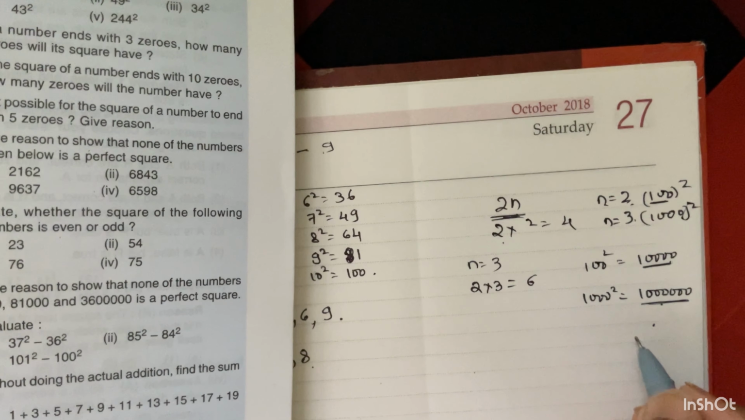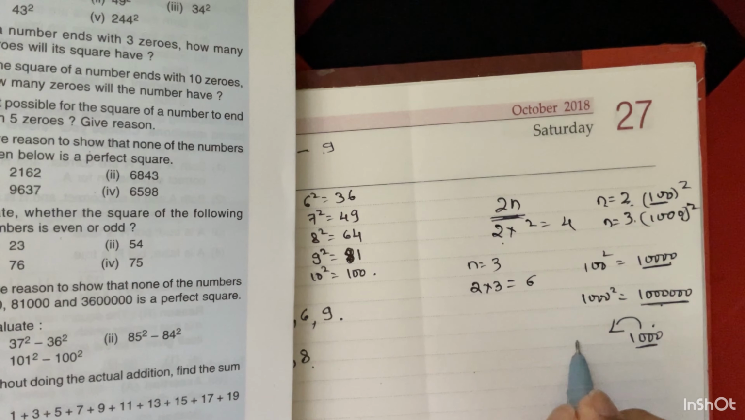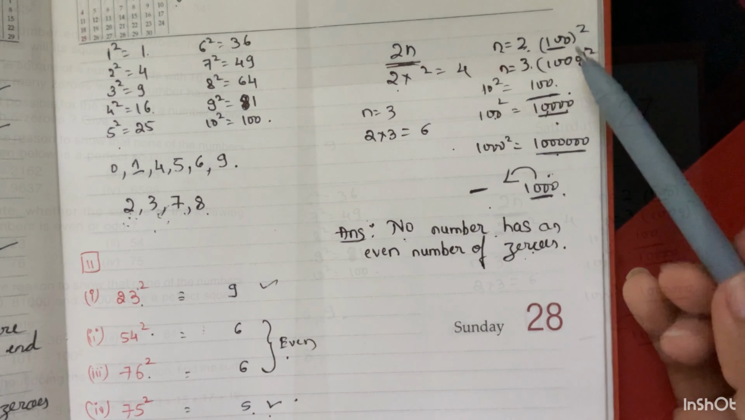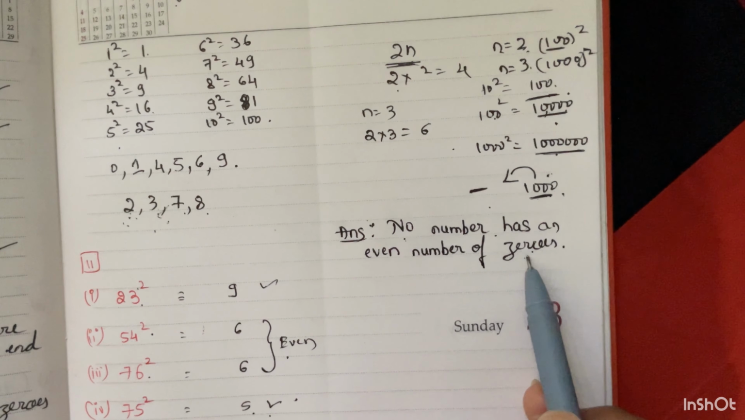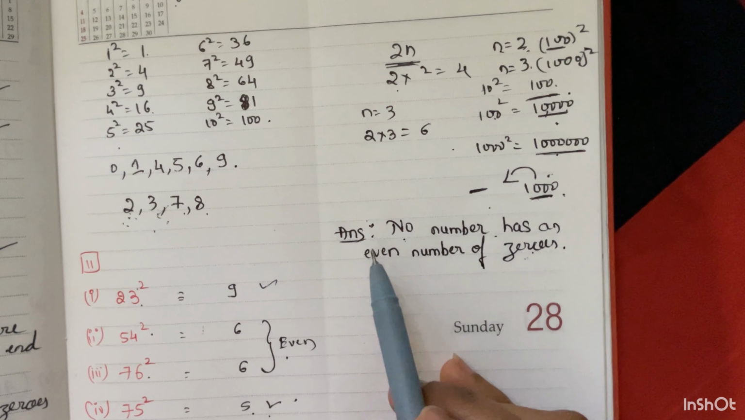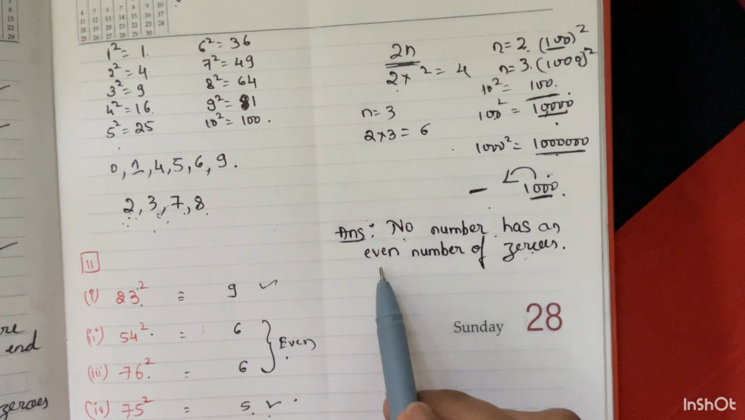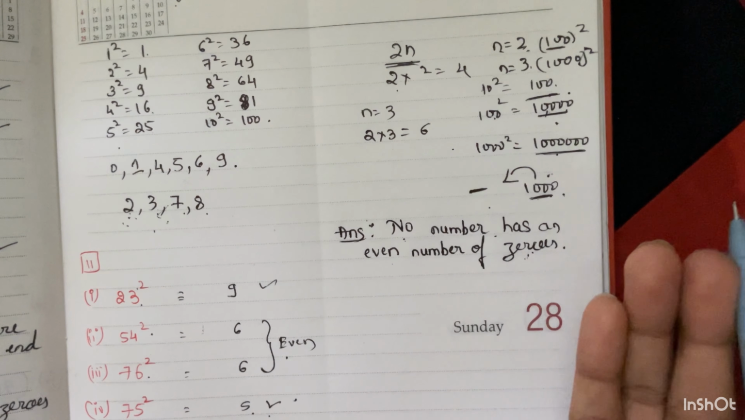So if you have, for example, 1000, this has an odd number of zeros, so here we will not get a perfect square, because we have an odd number of zeros. From this discussion we can say the answer: no number has an even number of zeros in the question. All the numbers, I mean all the zeros we have in the question, are odd in number. If we had even, then only we would get a perfect square. That's why no number has an even number of zeros to be a perfect square.